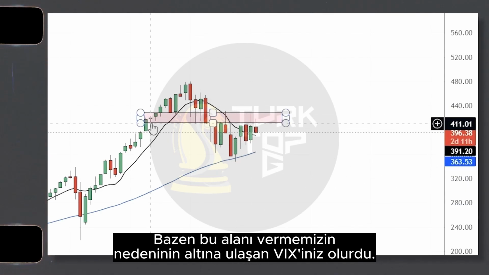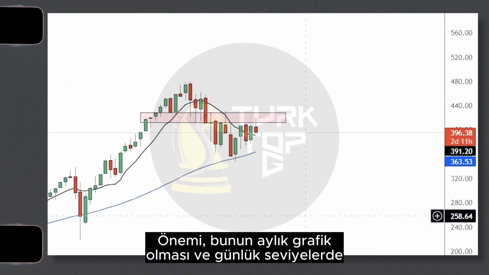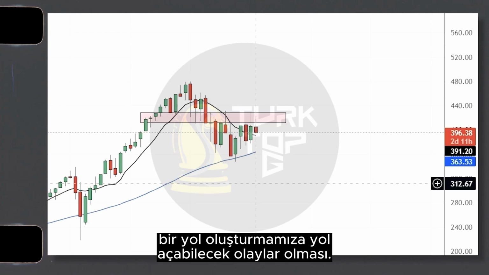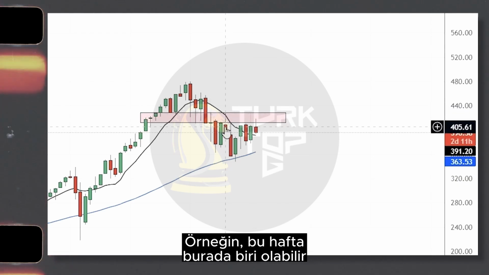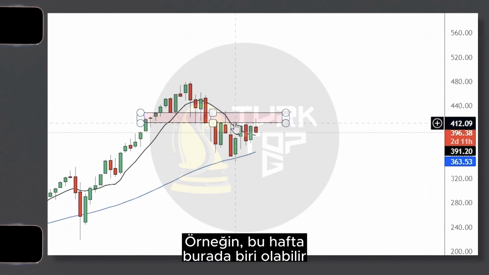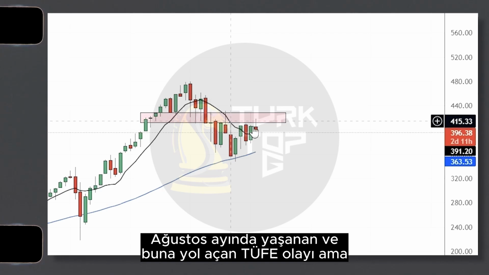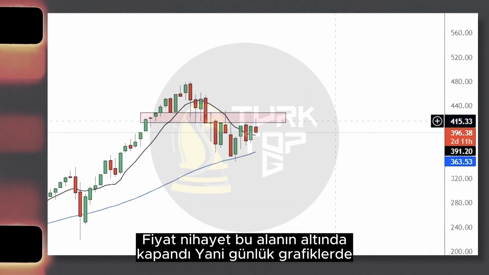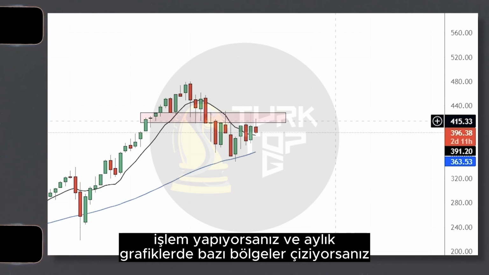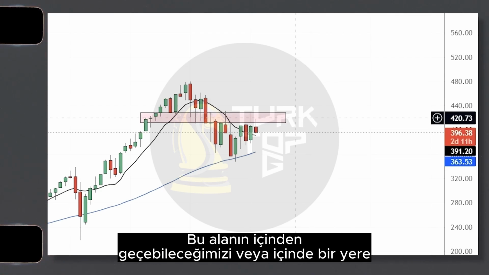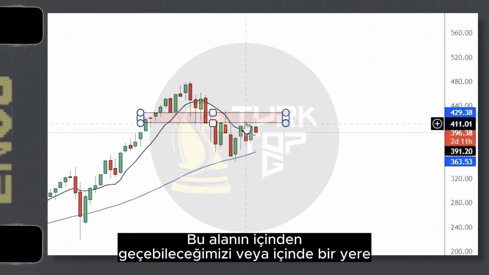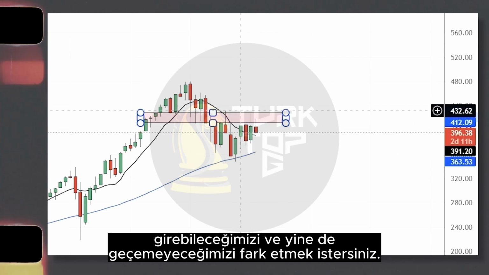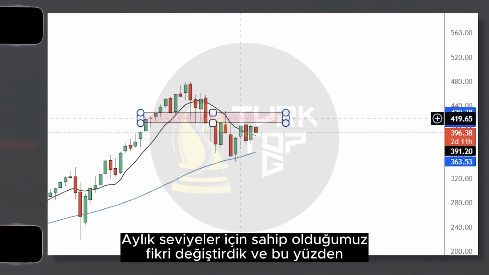The reason we give this area importance is because this is the monthly chart, while there are events on the daily levels that might lead to us creating a wick. For example, this wick right here could be because of one CPI event that happened in August and that led to this, but price finally closed below this area. So if you're trading on the daily charts and you're drawing zones on the monthly chart, you want to realize that this area, we could wick through it, or we can wick somewhere in it and still not change the idea that we have for the monthly levels.